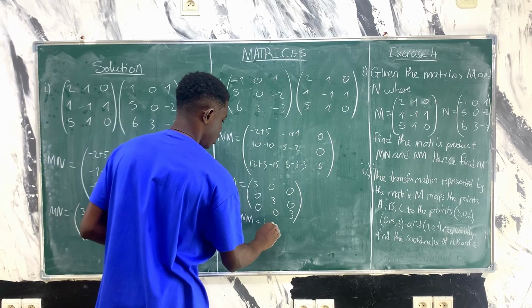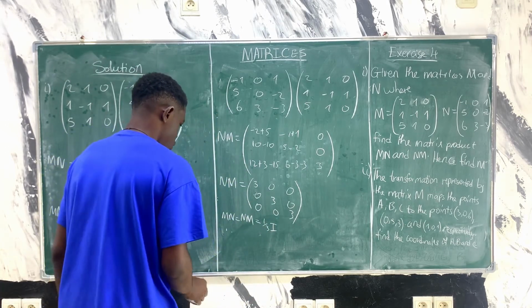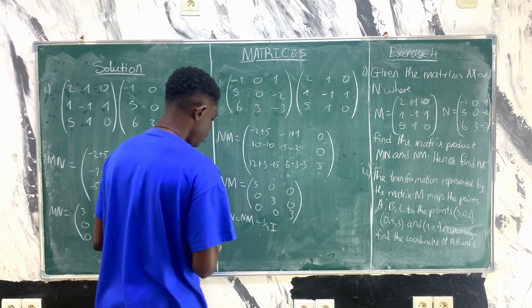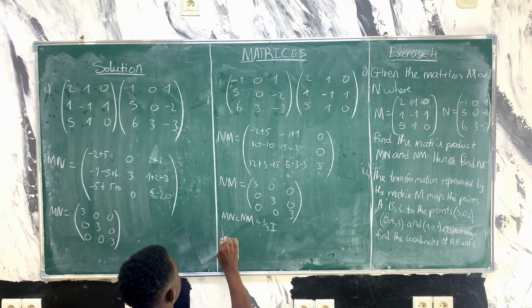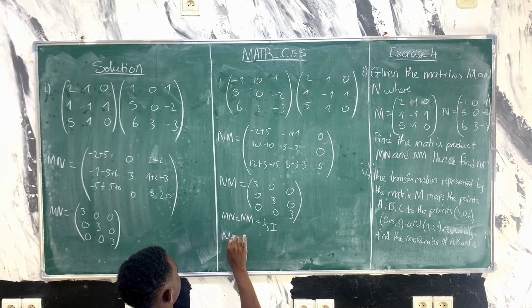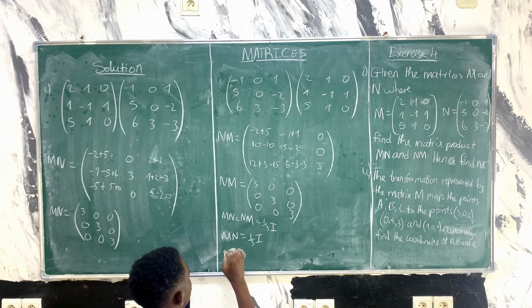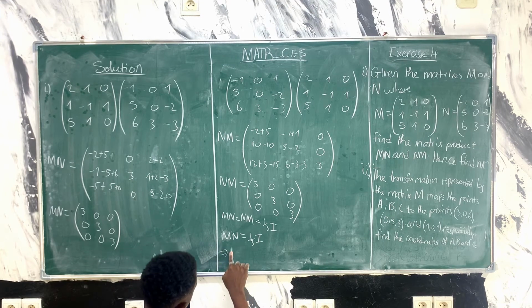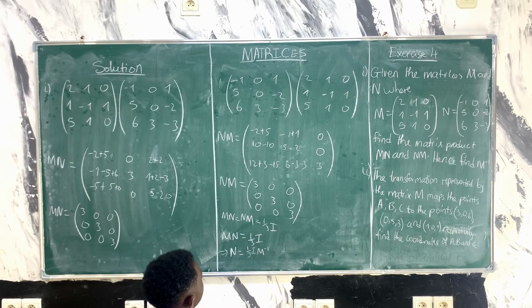mn is equal to 1/3 I. So if mn is equal to 1/3 I, it implies n is equal to 1/3 I times m inverse.